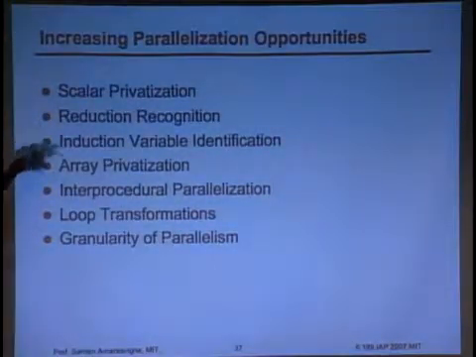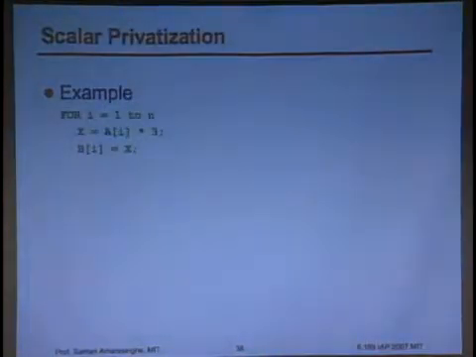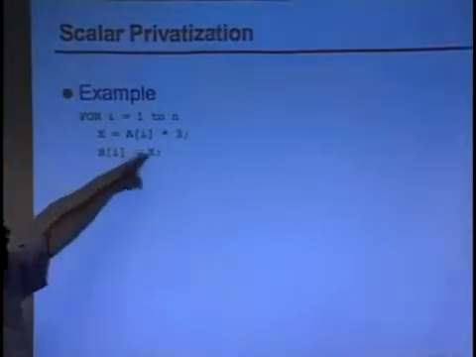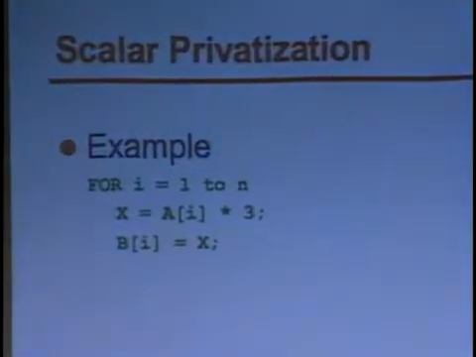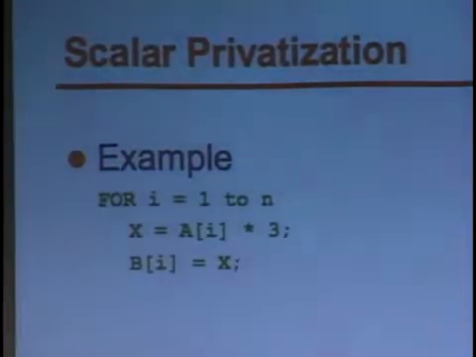Scalar privatization, I'll go through each of these separately. So here's an interesting program. I took that value to a temporary and used the temporary in here. You might not have even written that, but the compiler normally generates something like that because you always add temporaries in here. So this might be what the compiler generates. Is this loop parallel?